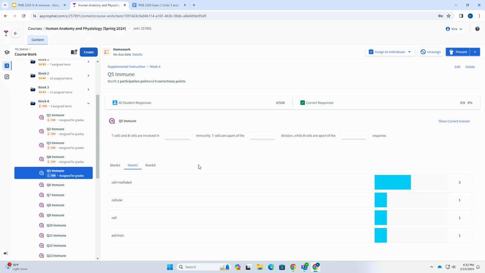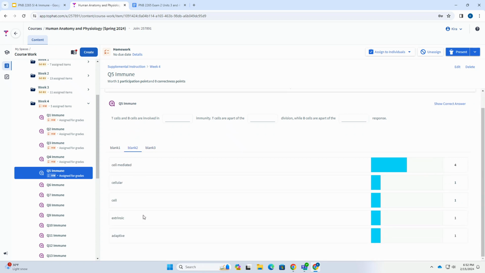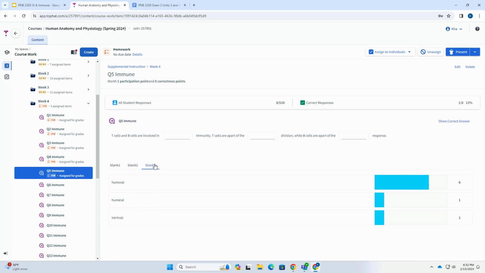T cells are a part of the cell-mediated, cellular, all those work, division, where B cells are a part of the humoral response. So humoral means body fluids. That's because the B cells are releasing antibodies into the body fluids. So intrinsic and extrinsic, I saw, those are a part of non-specific. Those are different types of non-specific immunity.